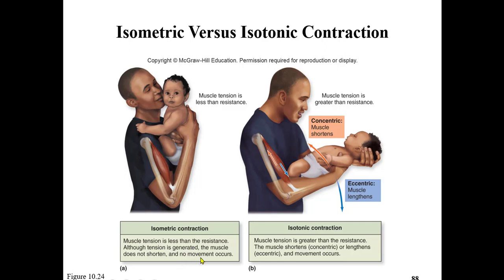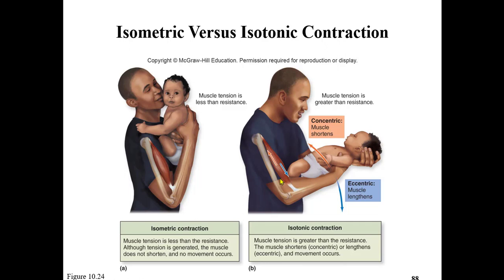No net movement. It says it at the bottom. No net movement. So that's isometric. Isometric will not make you bigger. It'll provide posture, tension, tone, but that's it. Now let's go over to isotonic. Isotonic is when the muscle length does change.